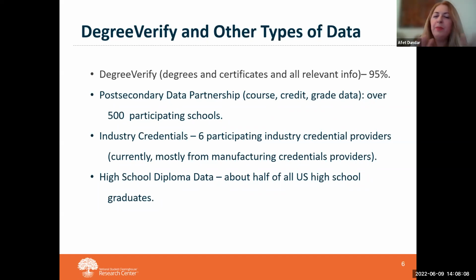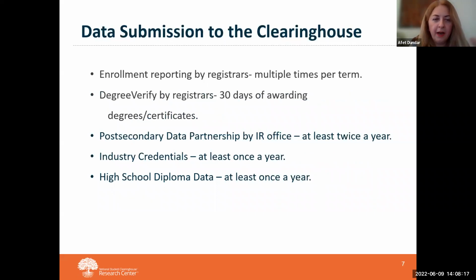This might be a little refresher before I move to that equity piece, to refresh our memory on what data we are collecting and data submission. Very briefly again, for the first bullet point, probably you are familiar with that. Enrollment reporting comes very frequently, multiple times per term. Degree Verify, we are recommending to submit it within 30 days of awarding degrees or certificates. PDP comes from the Institutional Research Office at least twice a year. They can submit really anytime, more than twice, but at least twice a year is what we recommend. Industry credentials, at least once a year. That's what we recommend to industry credential providers.